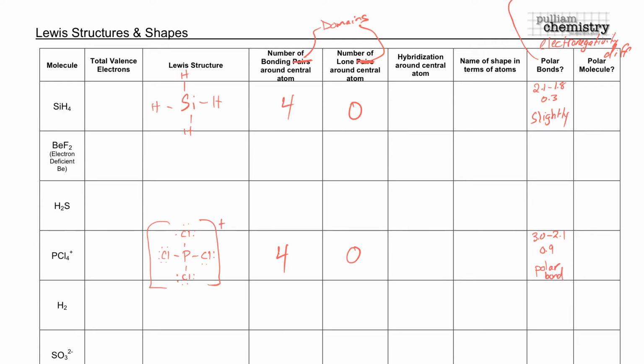Now, the next step, and we'll do this in a future chapter, is: is the molecule polar? And that is a slightly different question. A molecule can be nonpolar even though the bonds are polar. And in both of these cases, in the case of SiH4 and PCl4+, in both cases, the bonds are polar, but the molecule is not polar.